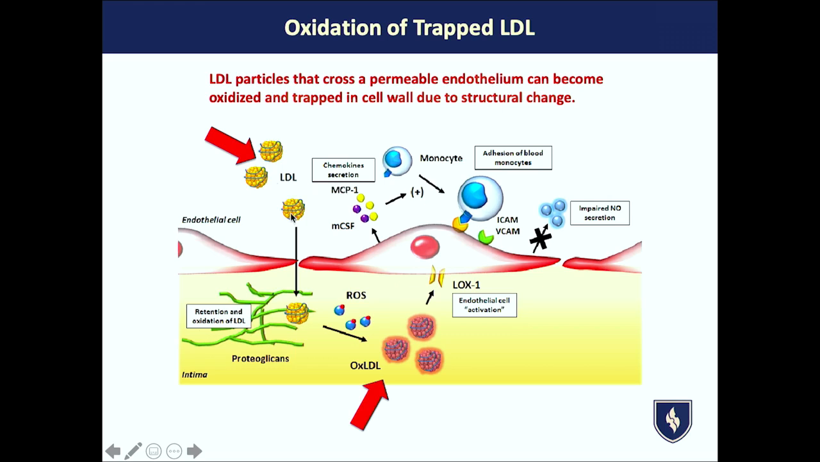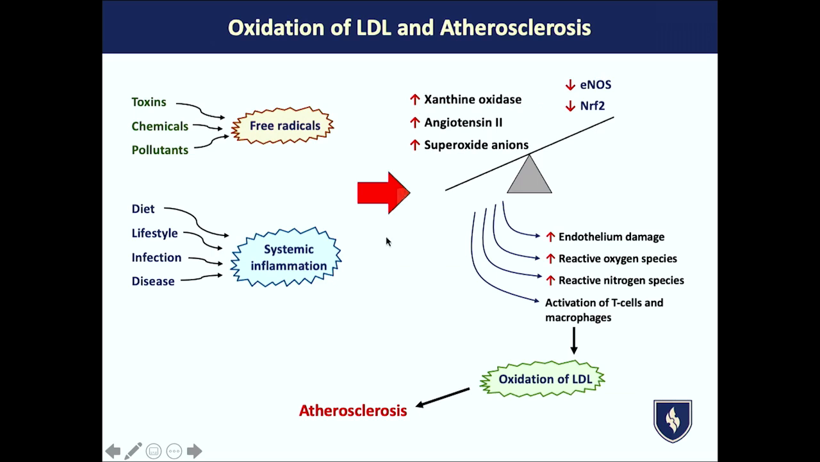You can see LDL coming in. Smaller sizes, obviously, get in much easier than larger sizes. Free radicals come in, change the LDL, oxidize the LDL. This oxidized LDL then creates a whole series of inflammatory reactions we're going to go over in a second. And the more free radicals in the system, the more inflammation in the system, the greater the risk for oxidation of LDL and atherogenesis and so forth.